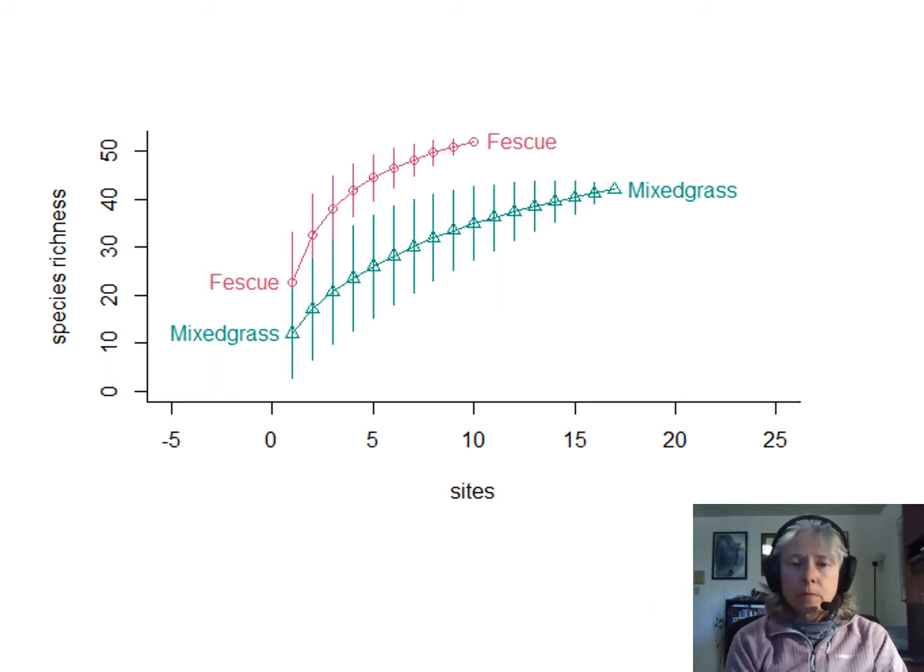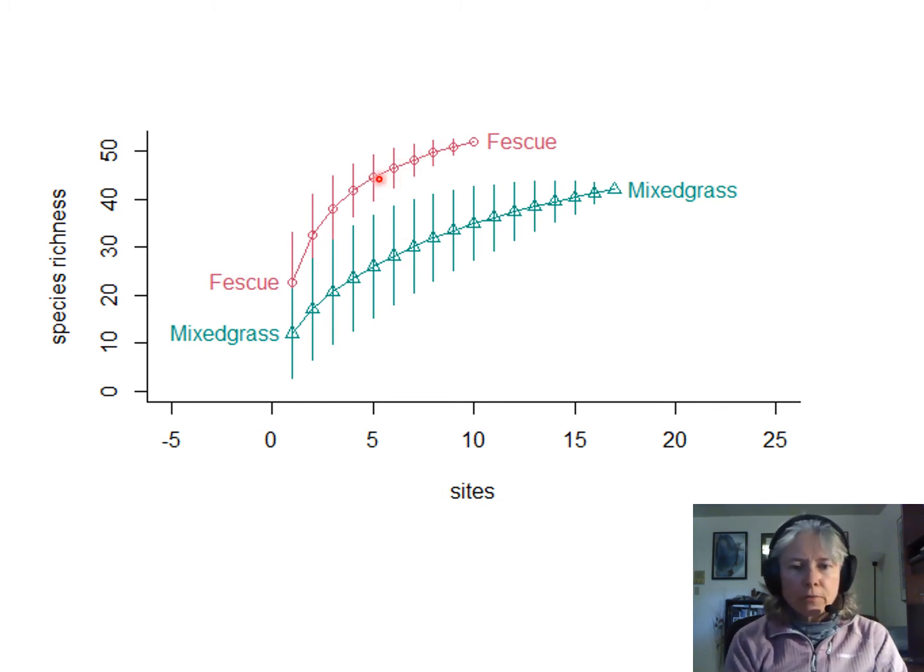Like here. From this graph, you can see that fescue had more species than mixed grass communities did. And you can tell that because the fescue line is higher up on the y-axis than the mixed grass one is. Even though there were fewer sites sampled, fewer samples from fescue-dominated areas, and you can tell that because it has a shorter range on the x-axis than the mixed grass samples had. So there were more samples made in mixed grass dominated sites than in fescue dominated ones.